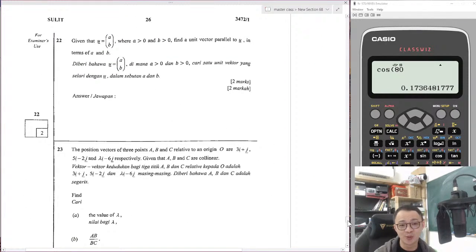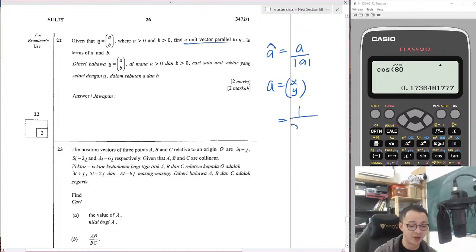Okay, 22. Unit vector. Okay, unit vector, just memorize it: unit vector of A will be vector A over length of A. If A equals (x, y), then this will be 1 over the square root of x squared plus y squared, Pythagoras. This is how we find the length, right? Then times (x, y). Okay, this is the unit vector of A. So if you understand the idea, this one is quite easy.